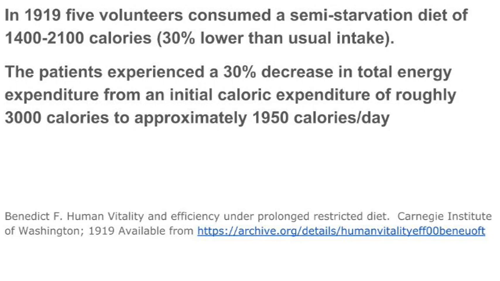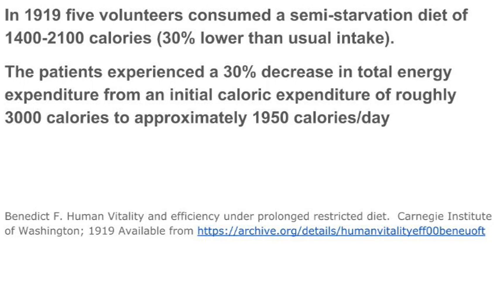Okay. Way back in 1919, that's 100 years ago this year, guys, we're at the anniversary. At the Carnegie Institute of Washington, they had 5 volunteers who consumed a semi-starvation diet of 1,400 to 2,100 calories, 30% lower than the usual intake. And that's about the range where a lot of dietitians recommend you get your calories down. And they teach them how many calories, and they put it on all the packages, okay?